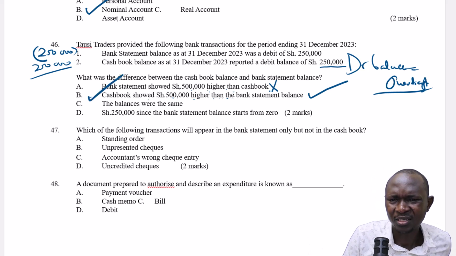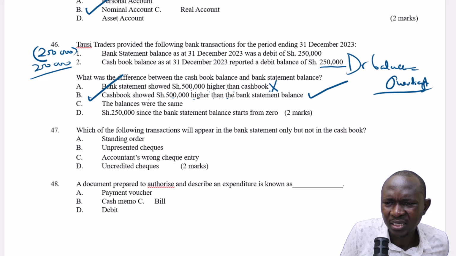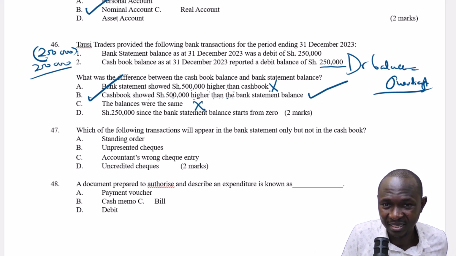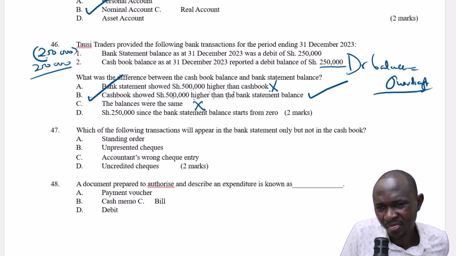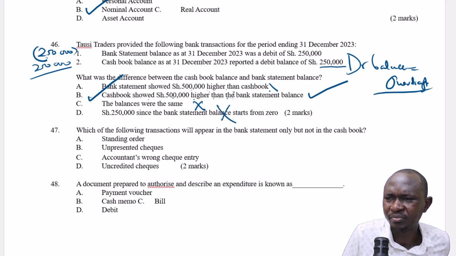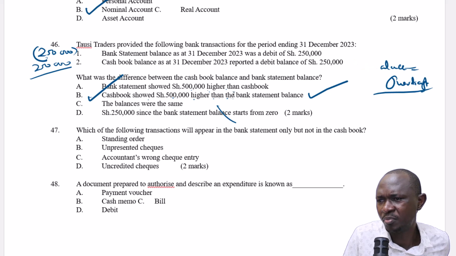The balances were the same? They can't be the same. One is negative, the other one is positive. You've seen, they're not the same. One is an overdraft, the other one is an asset. The 250,000 shillings, since the bank statement balance starts from 0, no. So the answer is B. The answer is B, good people.